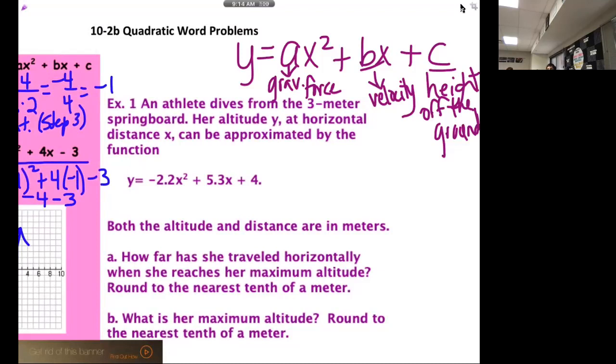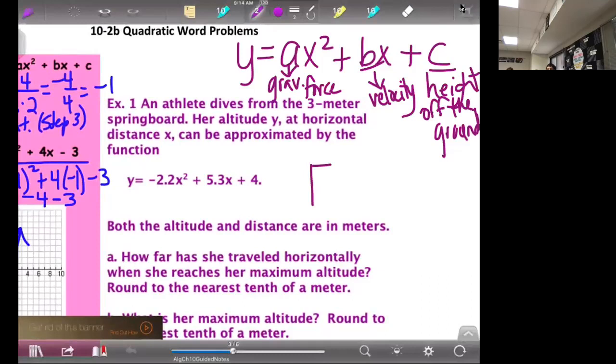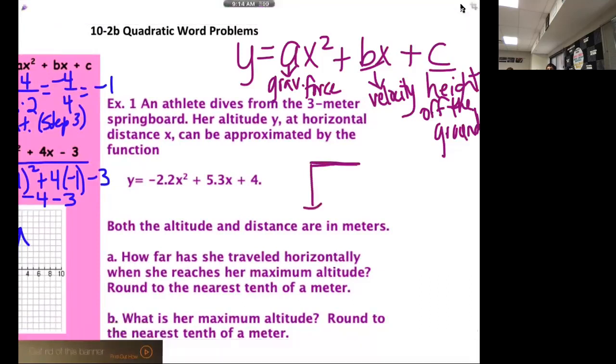Let's draw a picture of this. All right, so here is her springboard, right? The path that this diver is going to take is probably going to look something like this. Correct? Which is a partial parabola. We're looking for her maximum altitude. Where's the maximum altitude? At the top.